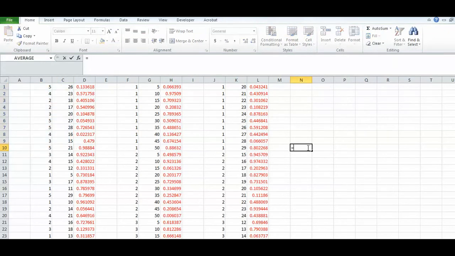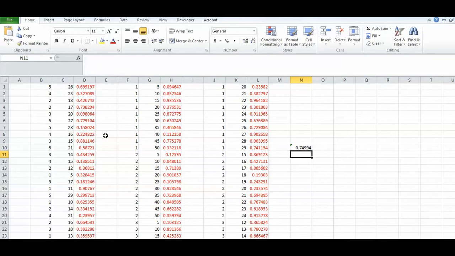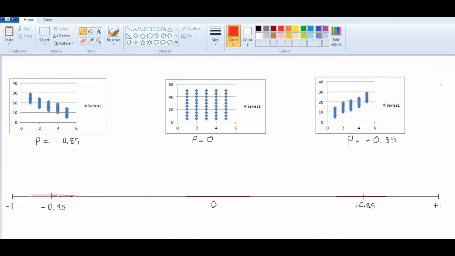We'll go equals CORREL. Highlight these 10 numbers, the number of children for these 10 people. Put a comma. Highlight the hours worked per week by these 10 people. The sample correlation for those 10 people is positive 0.74, which is pretty close to the population correlation.